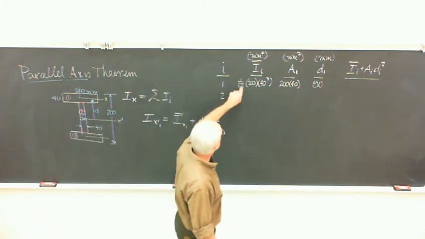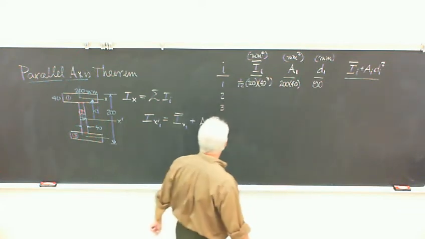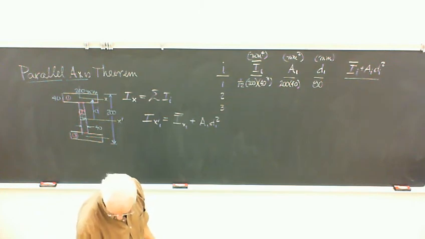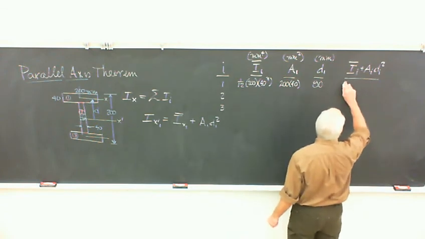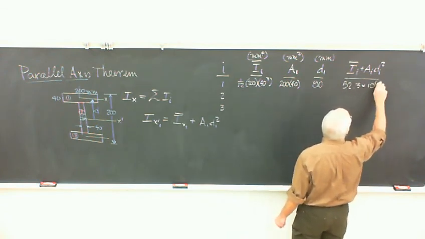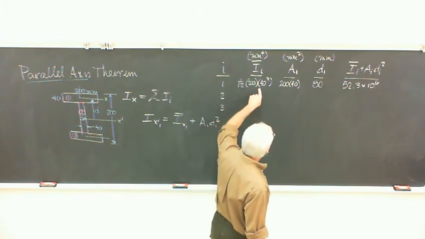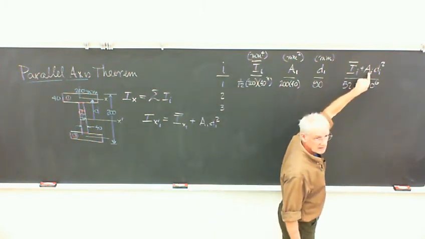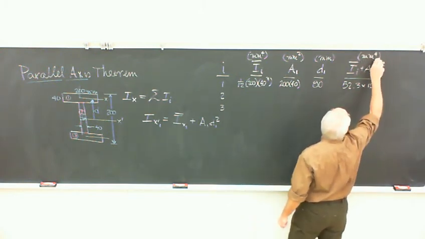So what's that come out to be? The 1/12 times 200 times 40 cubed plus A D squared. So now, who's my lovely assistant? Let's see if we get the same thing. Okay, 52.3 times 10 to the 6th. The units work out: millimeters to the 4th for I, and we're adding to it millimeters squared times millimeters squared, millimeters to the 4th. So that makes that work out.